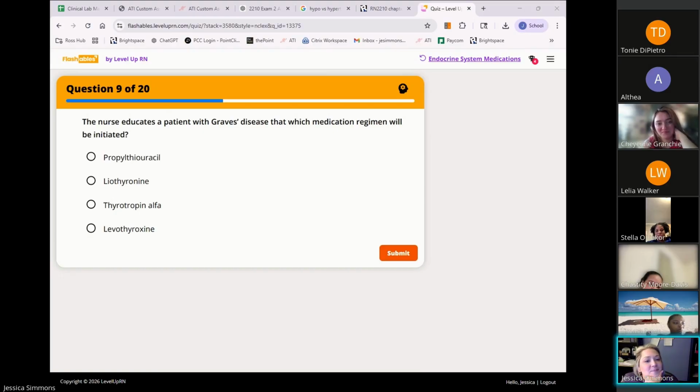Anyways, Graves' disease is an autoimmune disorder where the immune system attacks the thyroid, causing it to overproduce hormones, causing hyperthyroidism. So which of these drugs that are listed is used to treat hyperthyroidism? Because there's only one on this list. Every other one is for hypothyroidism.